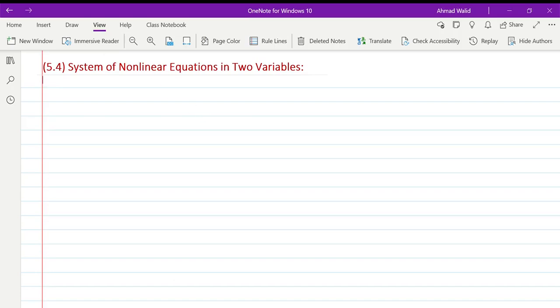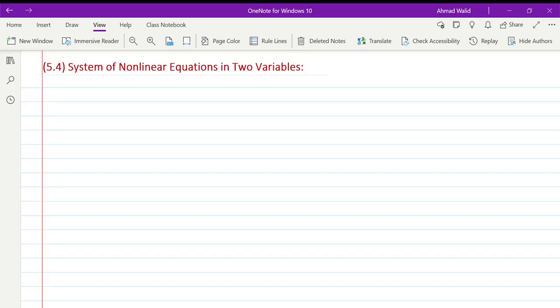Hello all, let's start section 5.4. In 5.4 we are covering systems of nonlinear equations in two variables.